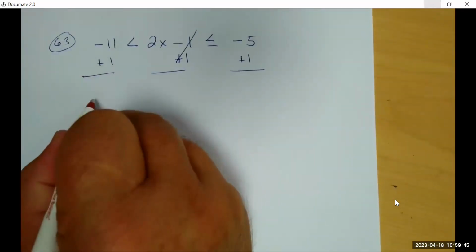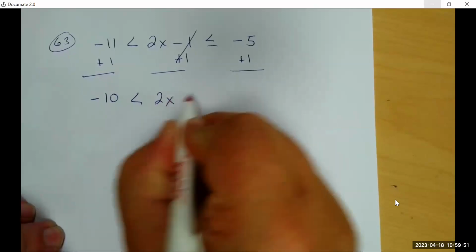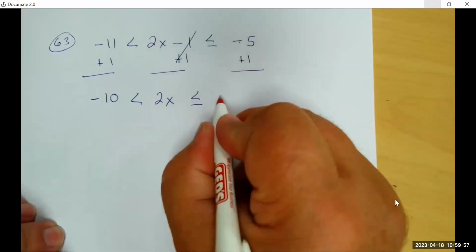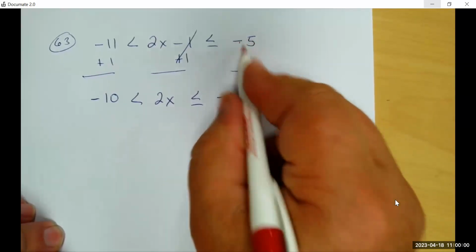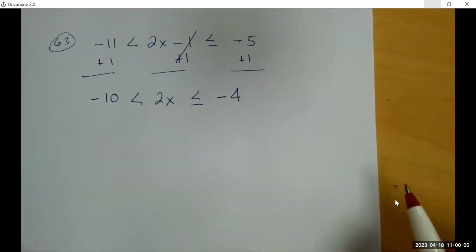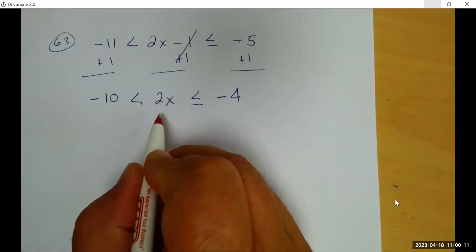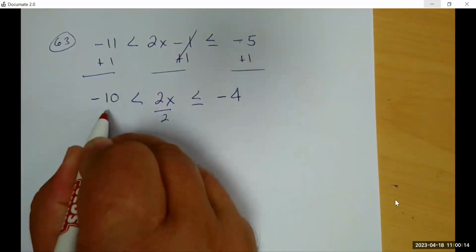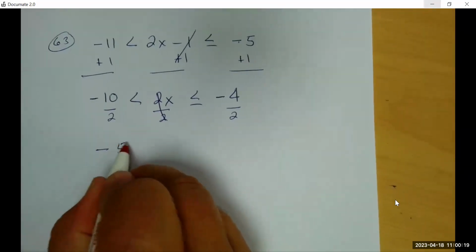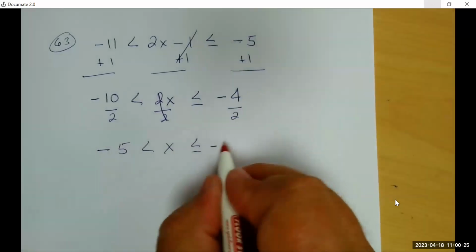Positive, 11 is bigger, so the answer is negative. 11 minus 1 is 10. Negative 5, positive 1, different signs. Take the sign of the larger and subtract the numbers. 5 minus 1 is 4. To get the x by itself, we have to do what? Divide everybody by 2. So it's negative 10 divided by 2 is negative 5, less than x, less than or equal to negative 4 divided by 2 is negative 2.